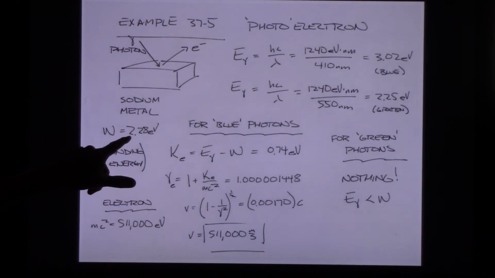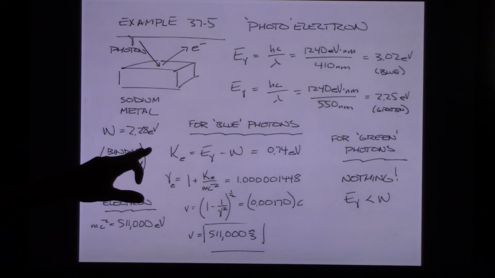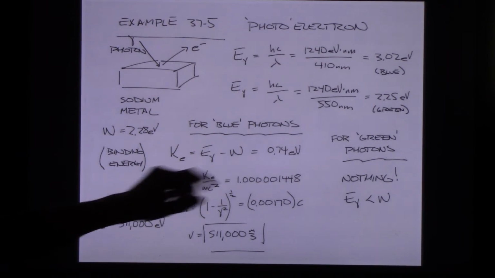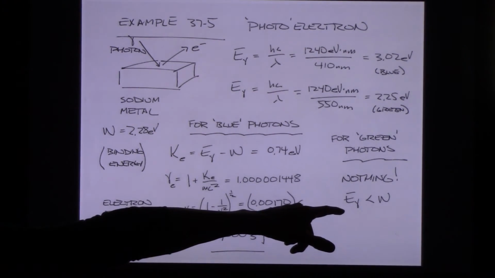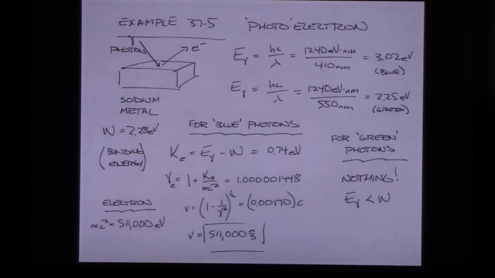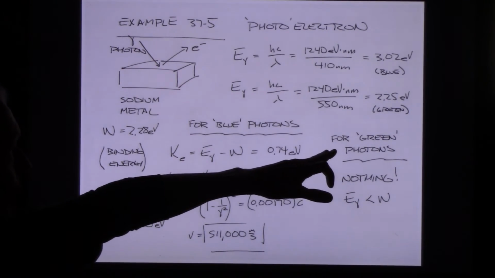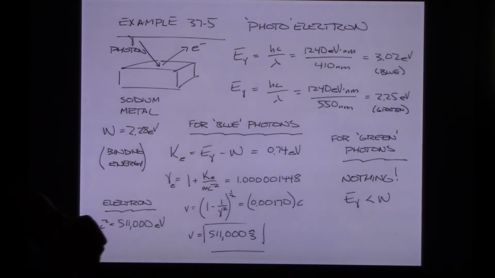Let's take a look at the binding energy. Now, physicists refer to this as the work function. I kind of like the chemistry approach of just calling this a binding energy for the electron. So the binding energy of the electron, 2.28. Our green photons are not going to have enough energy. So we will not see a photoelectric effect from the green photons that had a wavelength of 550.